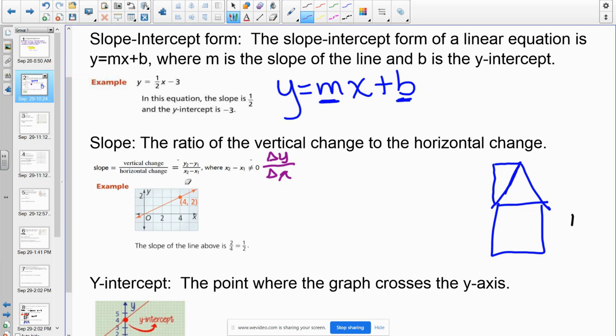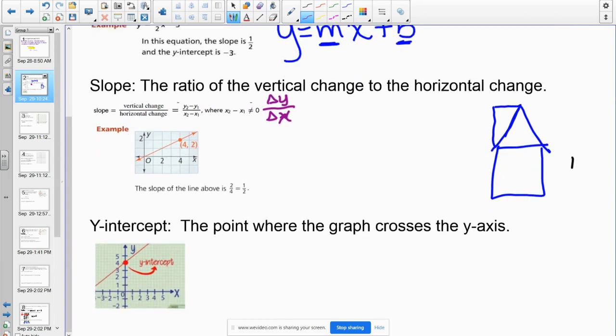We also will use the equation y2 minus y1 over x2 minus x1. Again, notice that's the change, and I use the subtraction idea, so that tells us how much difference there is. That goes back to the change of the y, and then the change of the x values. Just so you know, x2 minus x1 cannot equal 0. Just like any fraction or ratio, we cannot have 0 in the denominator.